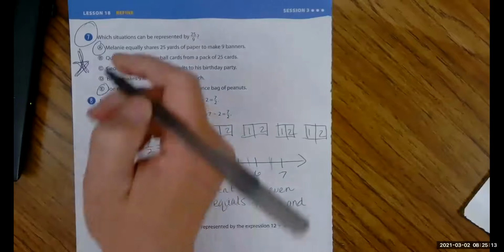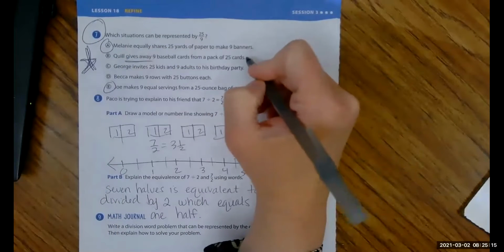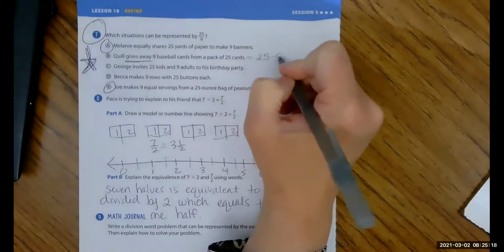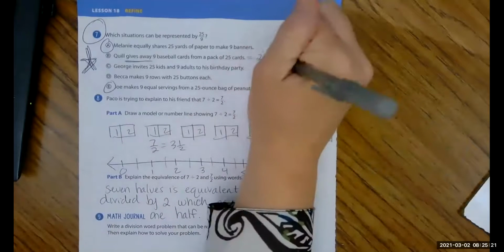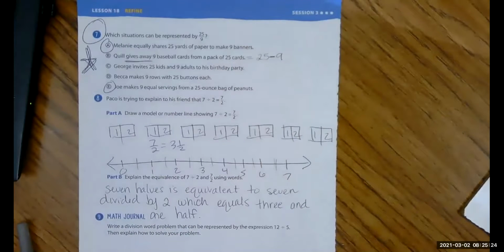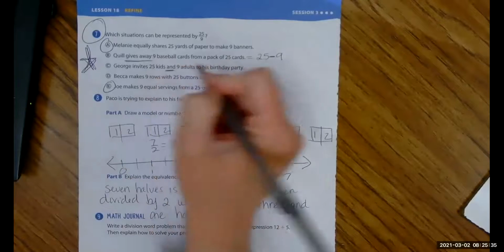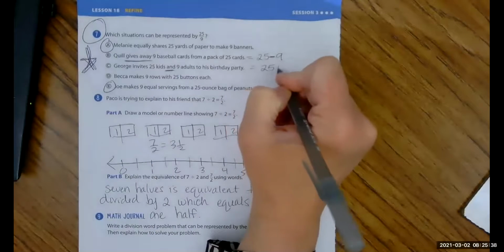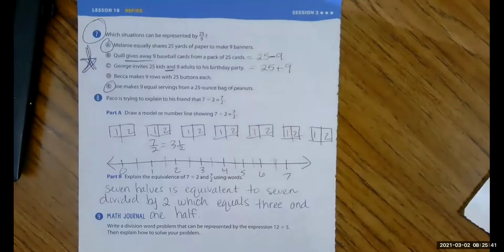B says Quill gives away 9 baseball cards from a pack of 25. This is a subtraction problem. If you have 25 cards and you give 9 away, you are taking 9 away, which is a subtraction problem, not division. C, George invites 25 kids and, keyword is and, 9 adults to his birthday party. This is an addition problem. I'm surprised at how many people thought C was correct. If he's inviting 25 kids and 9 adults, that's an addition problem.